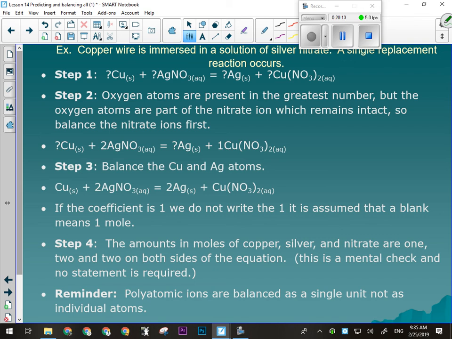So when I do that, I'd come back over here and put a 2 in front of my silver nitrate. That would give me 2 silvers, so I would put a silver there to make the silver work, and then I would double check everything else. There's 1 copper, 2 silvers, 2 nitrates, 2 nitrates. Now the reaction is balanced.